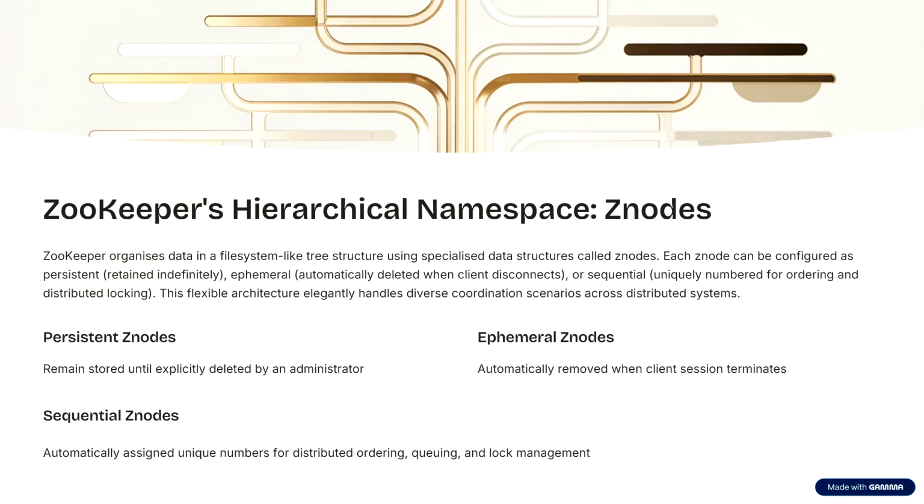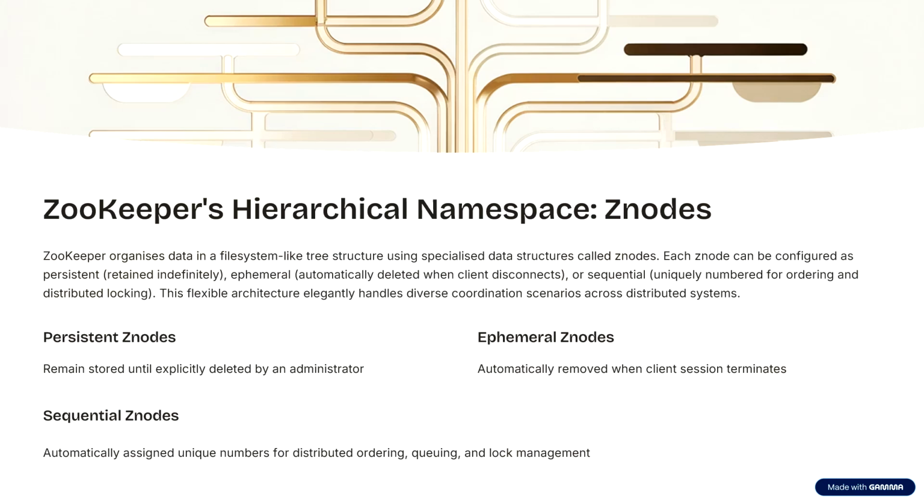Now we see ZooKeeper's hierarchical namespace, ZNodes. ZooKeeper organizes its data in a structure similar to a file system. ZooKeeper's structure is very similar to our Windows file system. The basic unit of storage is called a ZNode. There are three types of ZNodes. First is persistent ZNodes. Persistent ZNodes stay in memory until we delete them manually.